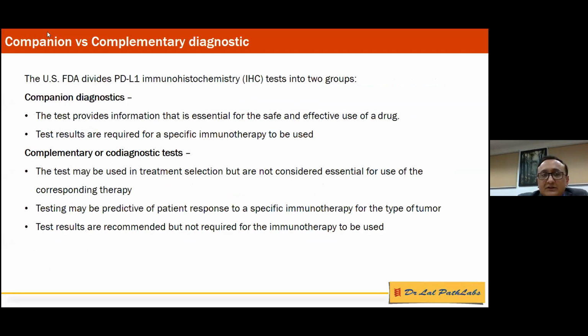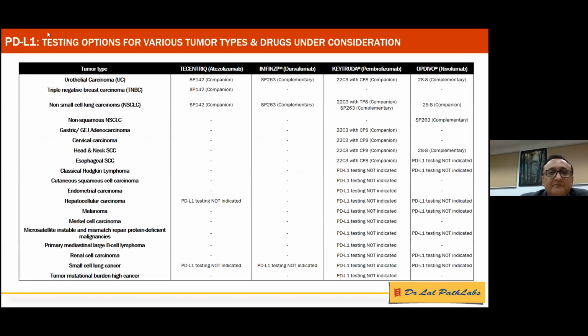We must remember the two terminologies given by the FDA: companion diagnostic and complementary diagnostic. A companion diagnostic is where testing for PD-L1 is mandatory before we use a drug for a particular malignancy, while a complementary or co-diagnostic is where testing is not mandatory but recommended before using a drug for PD-L1 therapy. So here's a long list of various malignancies for which the FDA has approved treatment by PD-L1 or PD-1 inhibitors.